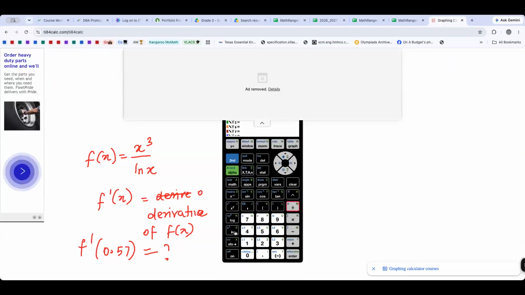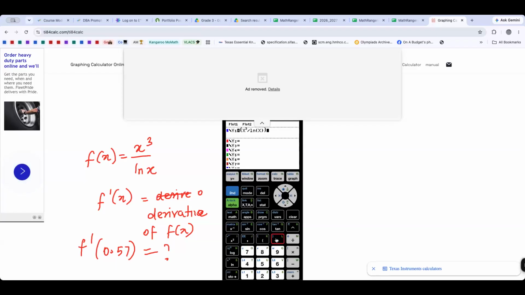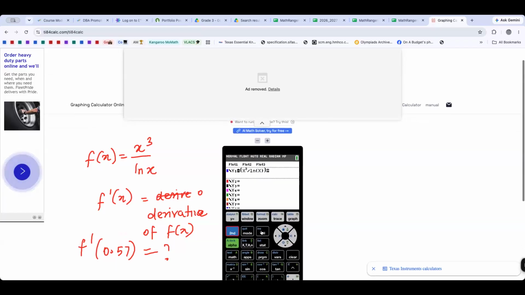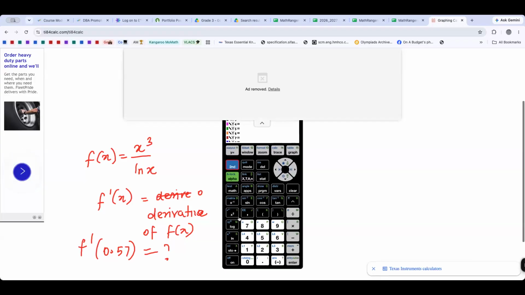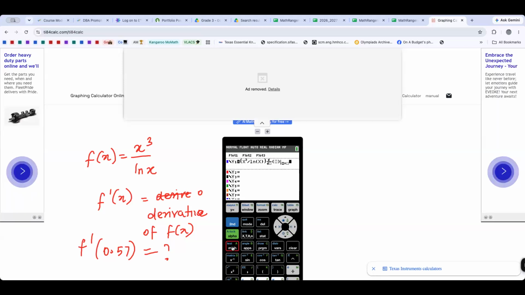Okay, divide by ln x, close bracket. That's it, right? Oh, two brackets. Okay, now go to second, I think math. Where is math? No, I don't want the second to be pressed at all. Okay, now I want to go to math. In that, see nth derivative. You have derivative, right? So press this.